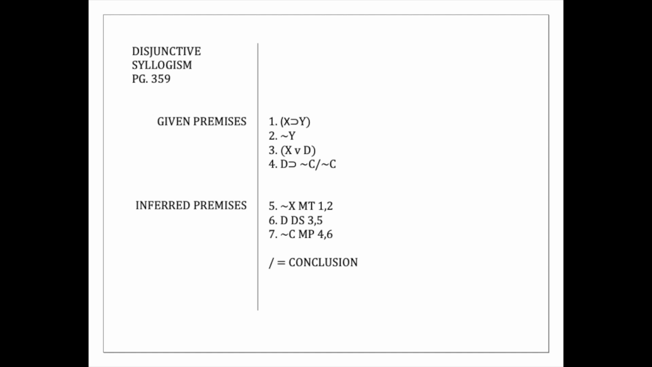Now that we have a negated x, look back at premise 3, which states x or d. We can negate the first disjunct of that disjunction and conclude d, which is our sixth premise, our inferred premise, d, based on the disjunctive syllogism, premises 3 and 5. Now that you have d by itself in premise 6, you can perform a modus ponens with premise 4. Premise 6 states d, premise 4 states if d, then not c. We can conclude not c based on the modus ponens rule, 4 and 6.